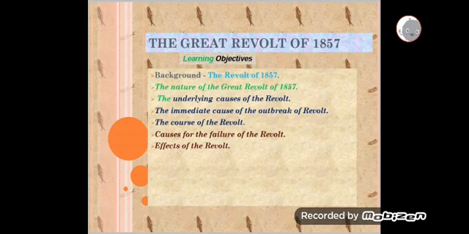First we discuss the background and then the nature of the Great Revolt of 1857, and then the underlying causes of the revolt. After that, the immediate causes of the outbreak of the revolt, the course of the revolt, the causes for the failure of the revolt, and the effects of the revolt. So let's start our discussion.